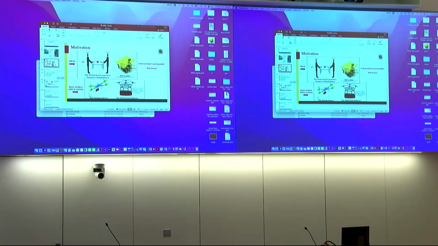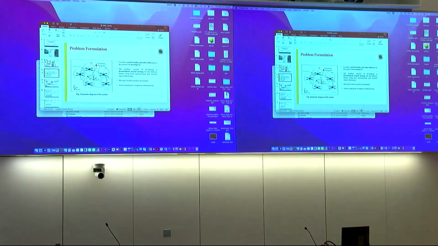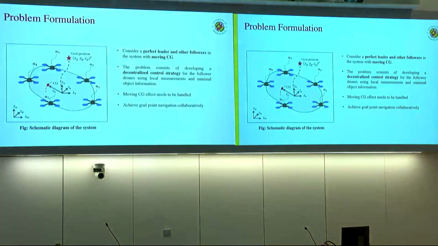And there is package delivery as well as a flying taxi application. So in the flying taxi application, what if people start moving inside the flying car? That will change the center of gravity. So you have a multi-drone flying car with many people inside the flying car. And when people start moving, the CG is going to change. So how each drone is going to come to know where the CG is and how is it going to control or mimic the leader or cooperate with the leader.